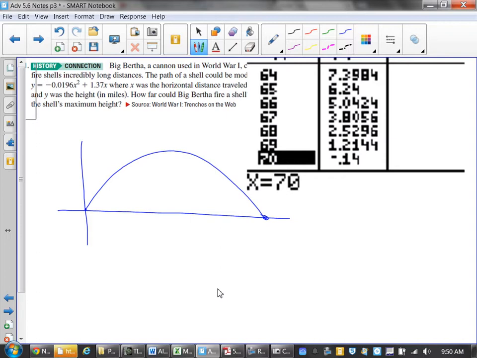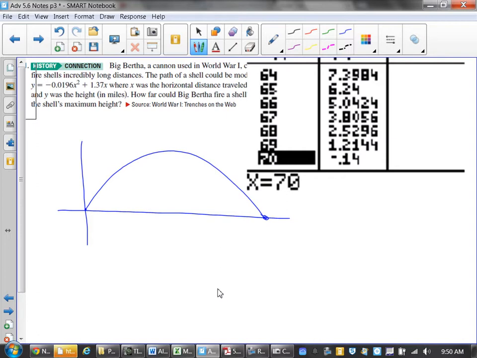I'm not going out there with a tape measure. I'm saying that if we shoot Big Bertha from our high school, we could probably hit Lake Michigan. That's how far that shoots. How is that possible? That would be awesome. Okay? So overall distance is about 70.